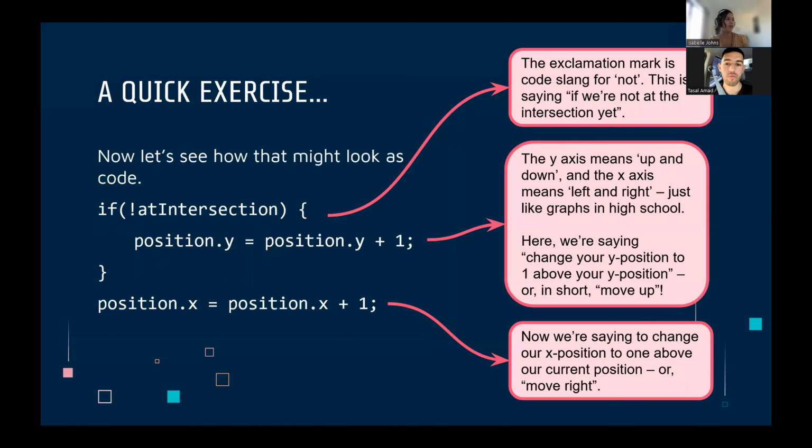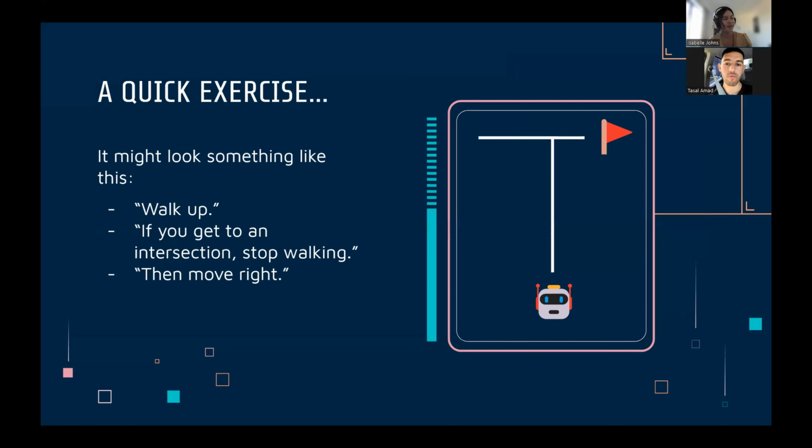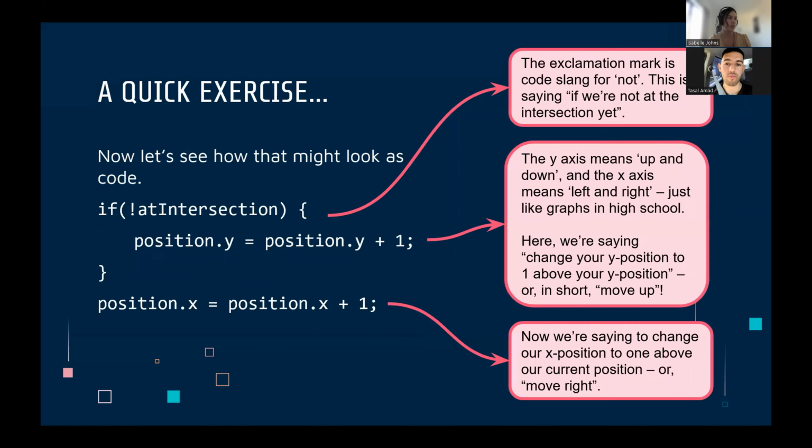Cool, so how that might look as code. I'm aware this is a big jump from the last set of instructions, but we can break it down and we can see that it's the exact same thing. So our first instruction was walk up. So we have this if statement here. That means the exact same thing as if in real life. So we're just saying, if our robot is not at the intersection yet, and the exclamation mark is just code slang for not. You put an exclamation mark instead of writing the word not every single time because we're lazy.